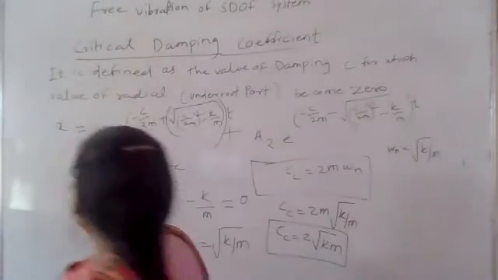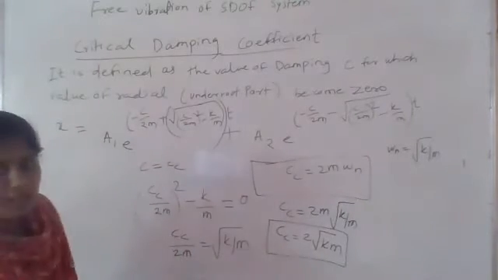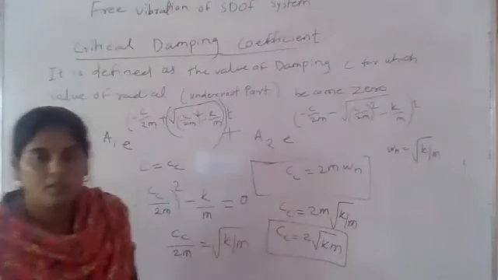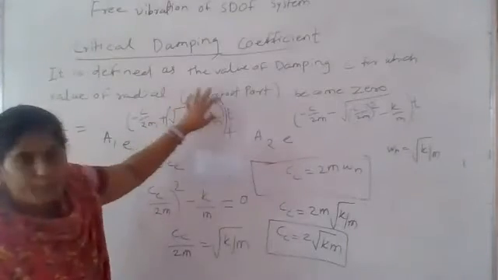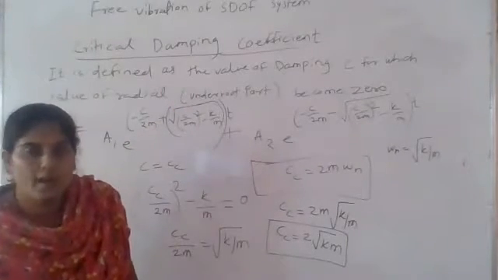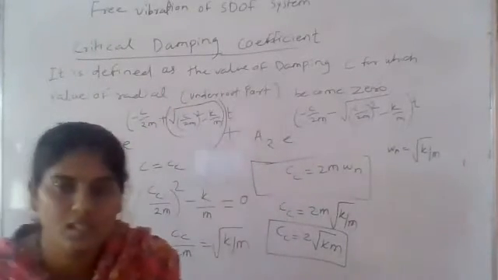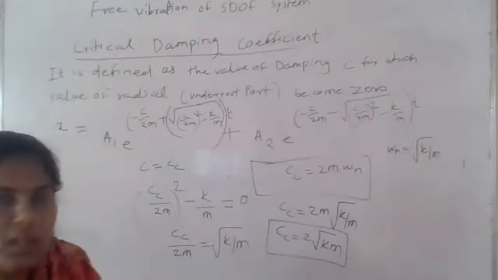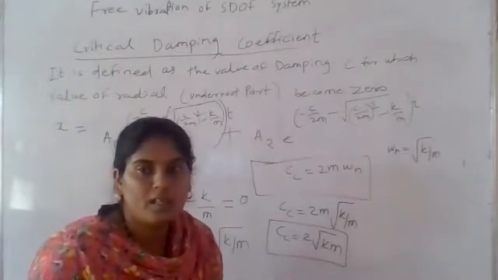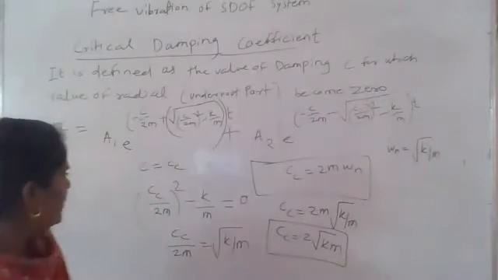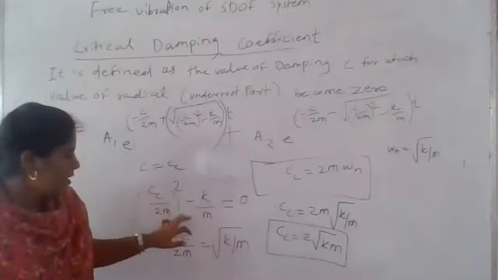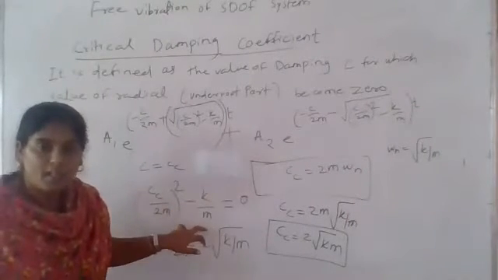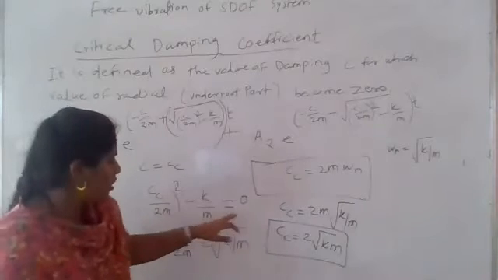Okay, all of you clear on this critical damping coefficient? Critical damping: when C is equal to Cc, the under root part becomes equal to 0. At that point, C is equal to Cc. C is nothing but the damping coefficient. Cc is nothing but the critical damping. And based on this, if you go for (C by twice m) bracket square minus K by m, that is the radical part or the under root part, it is equal to 0.